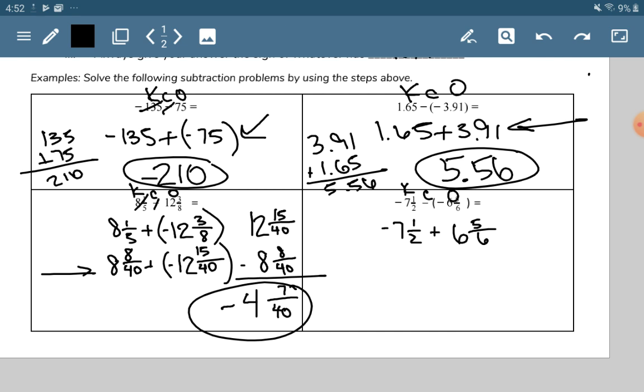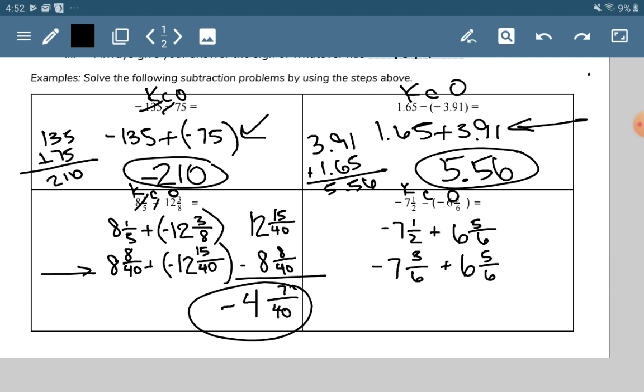If you look at your signs, you have a negative and a positive. Therefore, our signs are different, and I need to subtract them. Because I'm dealing with fractions, I need a common denominator first. A good one for 2 and 6 is 6. So I'm going to change this negative 7.5 to become negative 7 3/6. My second fraction, since it already has 6 in the denominator, I do not need to change it. It stays the exact same.